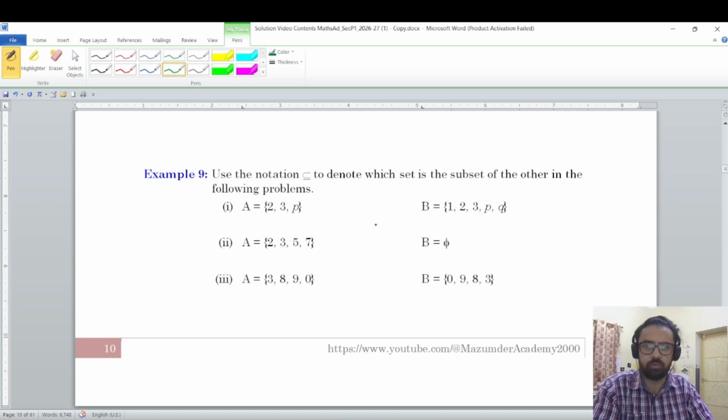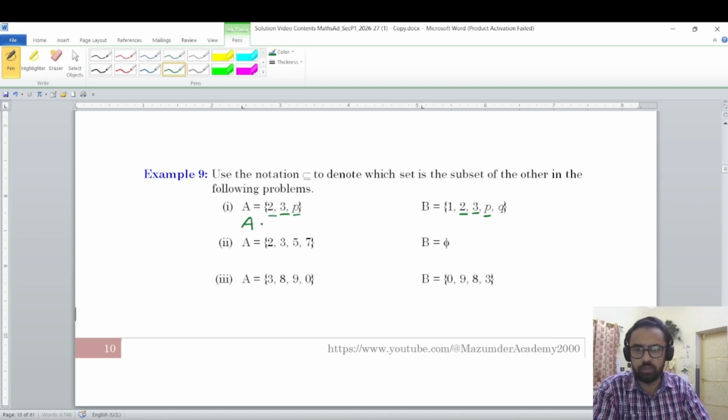First, question number 1. Check whether all the elements of A are available in B. Yes, 2 is available, 3 is available, P is available, and there are some extra elements in B. So what will be the answer? A is a subset of B. Actually it is a proper subset, but as we are asked to use the subset notation, we will use subset. Okay, no problem.